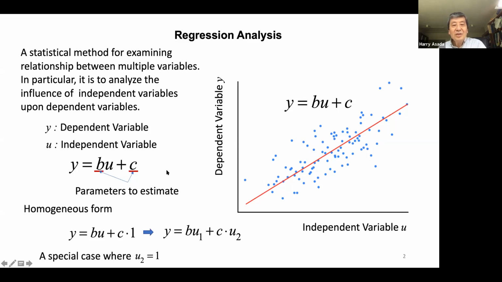This notation has the flavor of system dynamics and control. The U is the input and the Y is the output, but we treat much broader systems. And here we have two parameters, B and C. These are parameters we like to determine so that it can best represent these data.